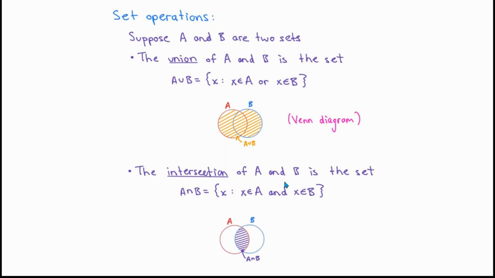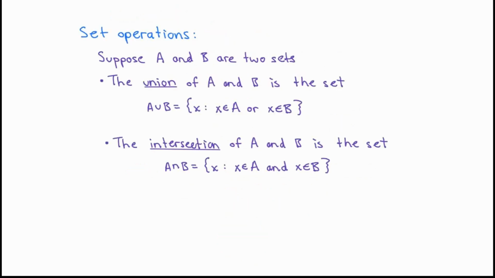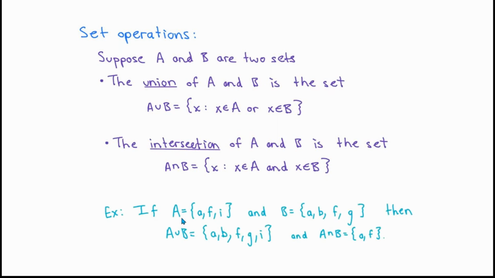The intersection of two sets A and B is just the set of everything which is in both of the sets. In other words, it's the set of x which are in A and in B. To give a simple example, just to make sure we're all speaking the same language, consider the set A consisting of the letters A, F, and I, and the set B consisting of the letters A, B, F, and G.